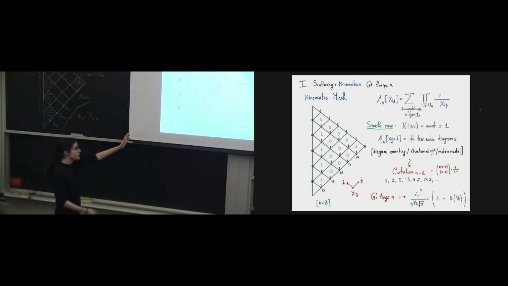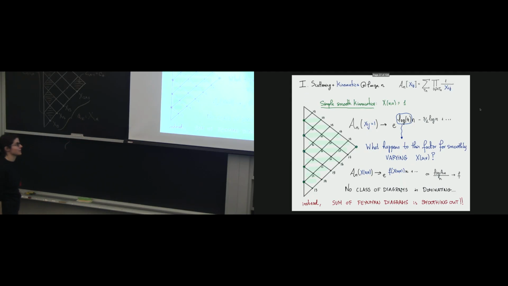In this limit, it's just diagram counting, and the number of cubic planar trees is given by the Catalan numbers, which have a well-known asymptotic expansion at large n. At leading order, they grow like 4 to the n. This is the exponential growth of the diagrams. And then there are subleading corrections: n to the 3/2, square root of pi, and so on. So this is a limit where we know what the amplitude does at large n.